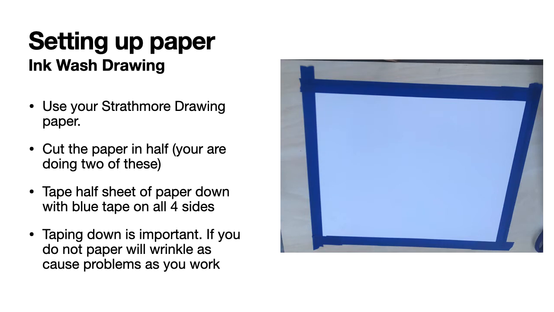So, setting up your paper, you're going to use your Strathmore drawing paper. You're going to cut the paper in half because you are doing 2 of these. You should tape a half sheet of the paper down on all 4 sides. It's very important that you tape it down on all 4 sides. If you don't, the paper tends to wrinkle and buckle and you'll get a very messy looking piece. Like I said, it's very important it's down on all 4 sides, because otherwise it will cause you problems.